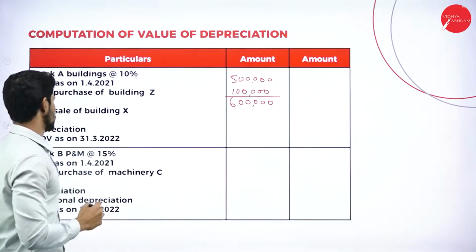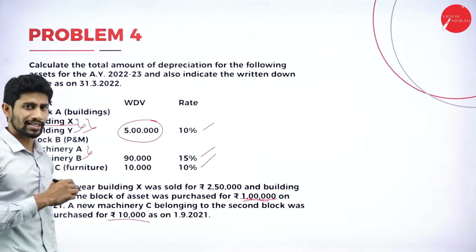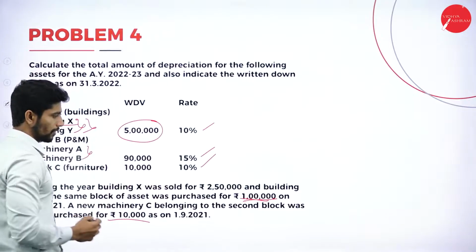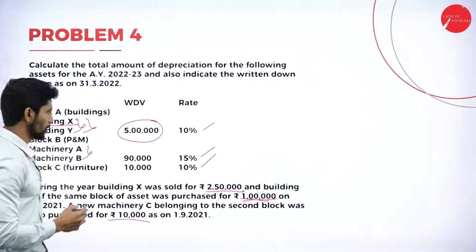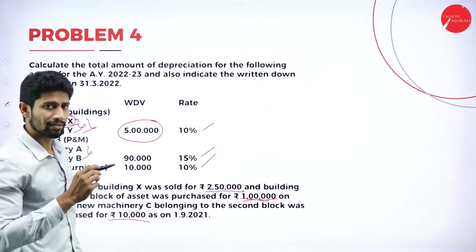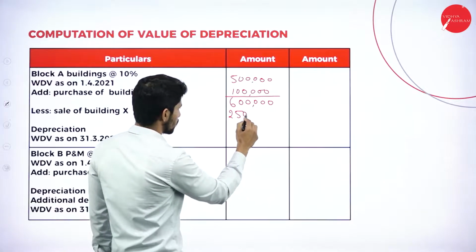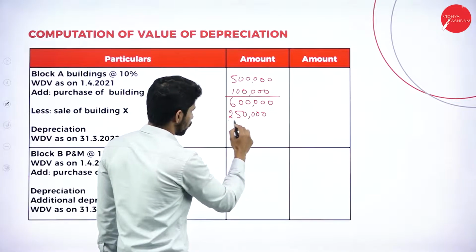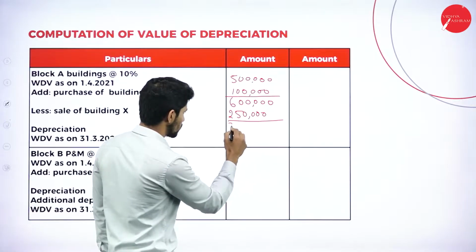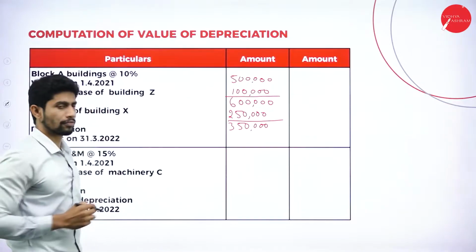So now from that, deduct if any sales happened during the previous year. So did any sales happen in the previous year? Yes. Building X was sold for rupees 2,50,000. So deduct 2,50,000. So find out the balance. So what is the balance you will get? The balance is rupees 3,50,000. Yes, 3,50,000 is the balance.